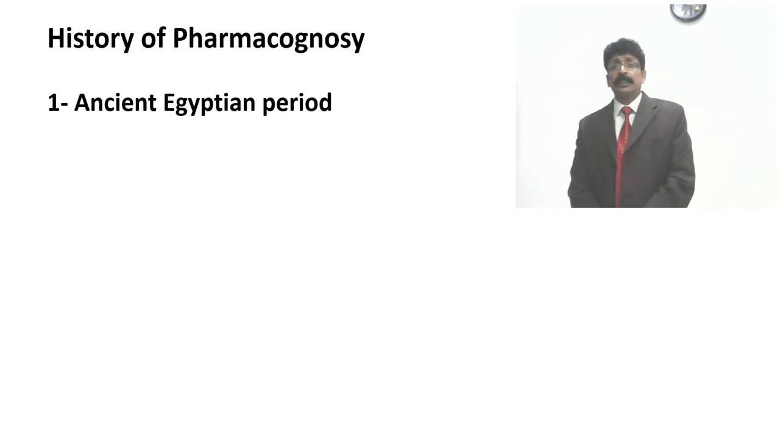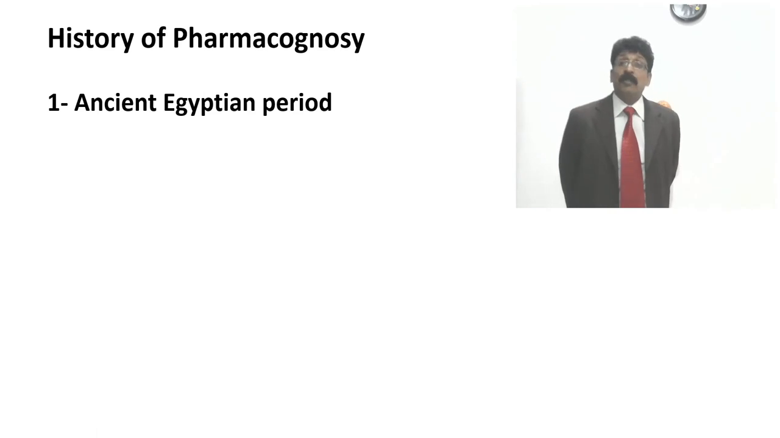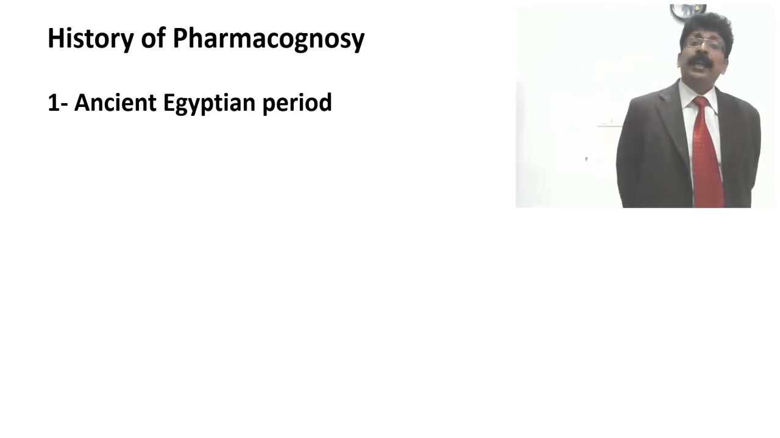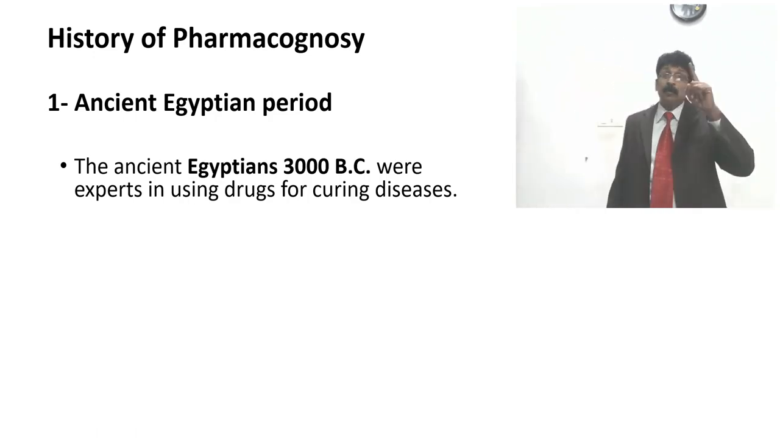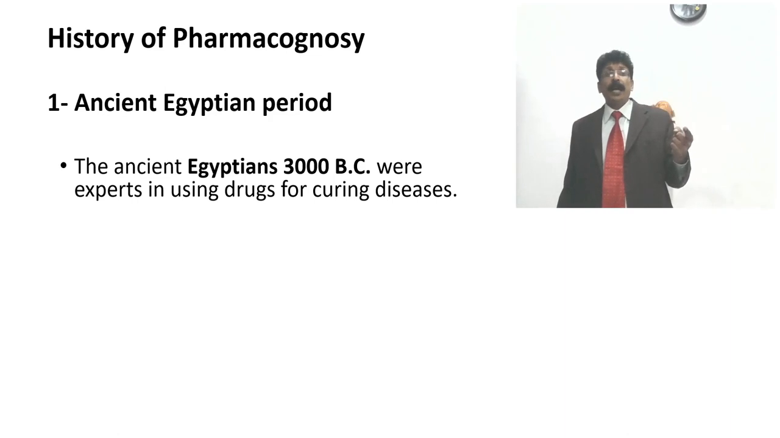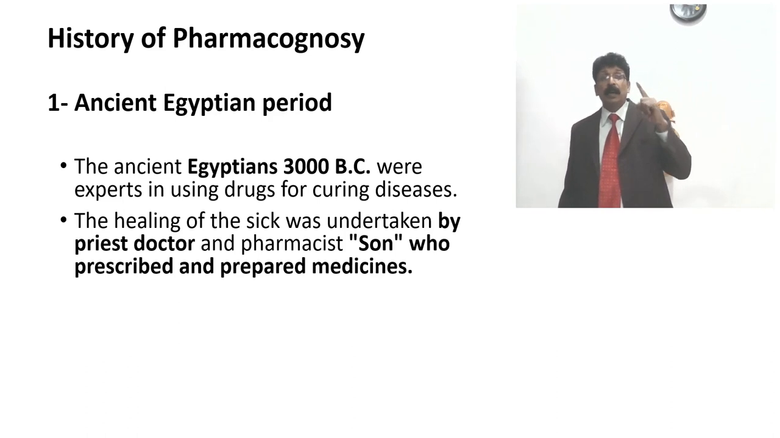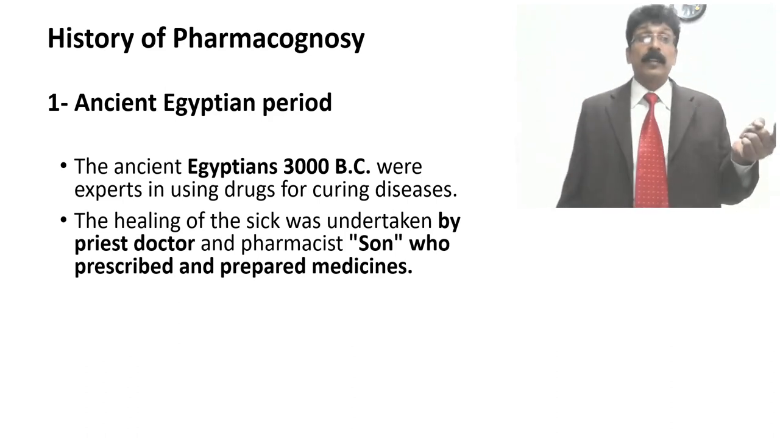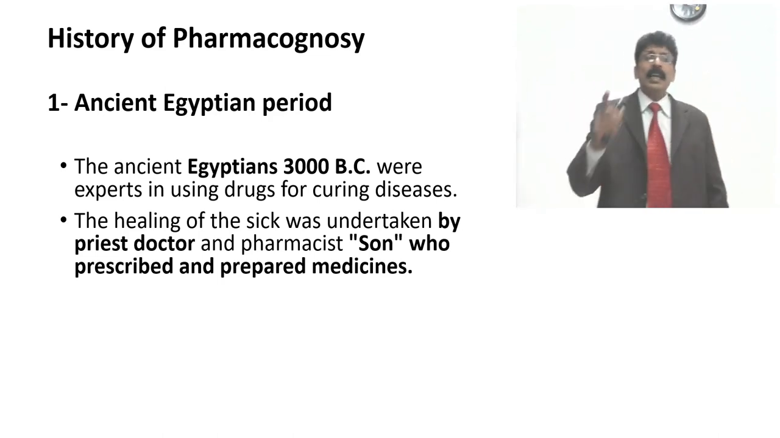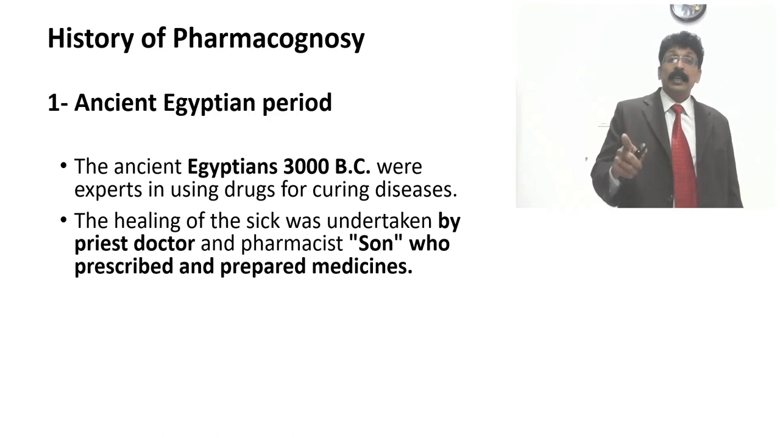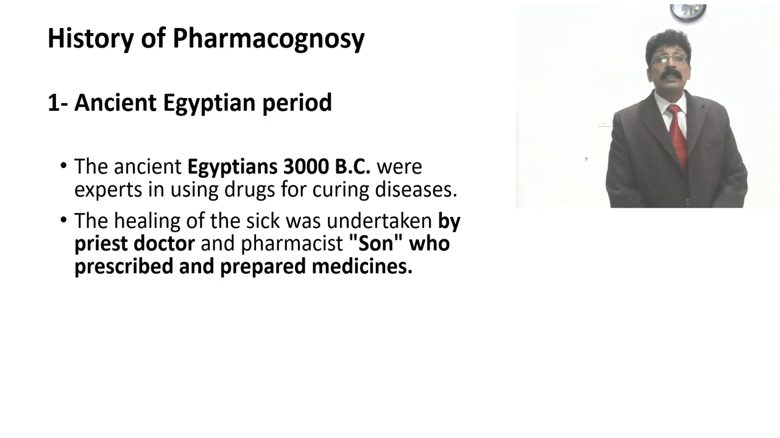So now we are coming to the history of pharmacognosy. This is also an important part. Sometimes they ask, what is the history of pharmacognosy, and give the definition of pharmacognosy in detail. So, in the ancient period, that is the ancient Egyptian period, the ancient Egyptians of 3000 before Christ were experts in using drugs for curing diseases. Long back, 3000 years before Christ, the healing of sickness was undertaken by the priest doctor, a priest doctor and pharmacist who prescribed medicine.